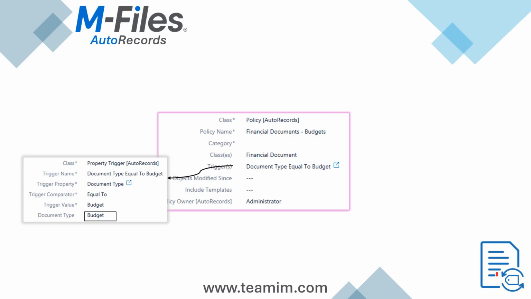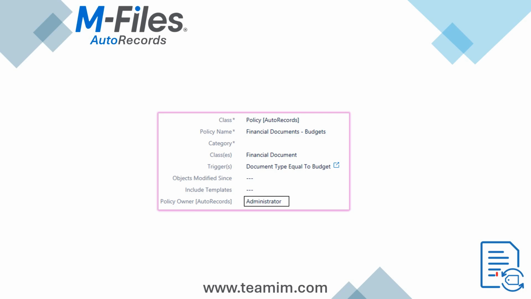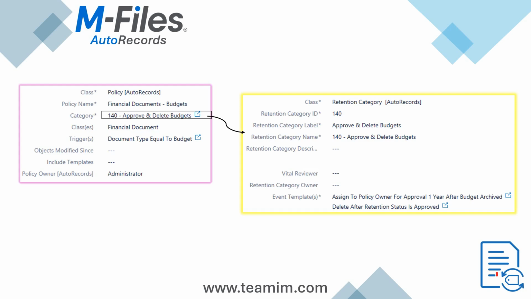With that, our trigger is set up, so only financial documents with a document type equal to budget will be included in this policy. Finally, we need to add a policy owner. In this example, we want someone to be assigned to approve the budget document for deletion 1 year after it's archived. We're going to assign those budgets to the policy owner for approval, so we must select the policy owner here.